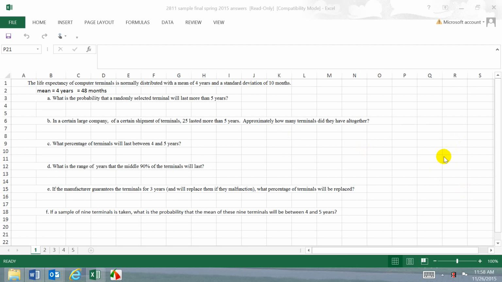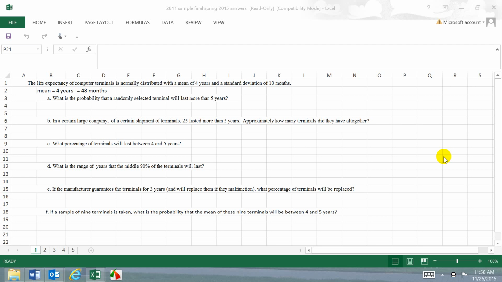This is a review of the sample final for BQUA 2811. Number 1. The life expectancy of computer terminals is normally distributed with a mean of 4 years and a standard deviation of 10 months. A. What is the probability that a randomly selected terminal will last more than 5 years?